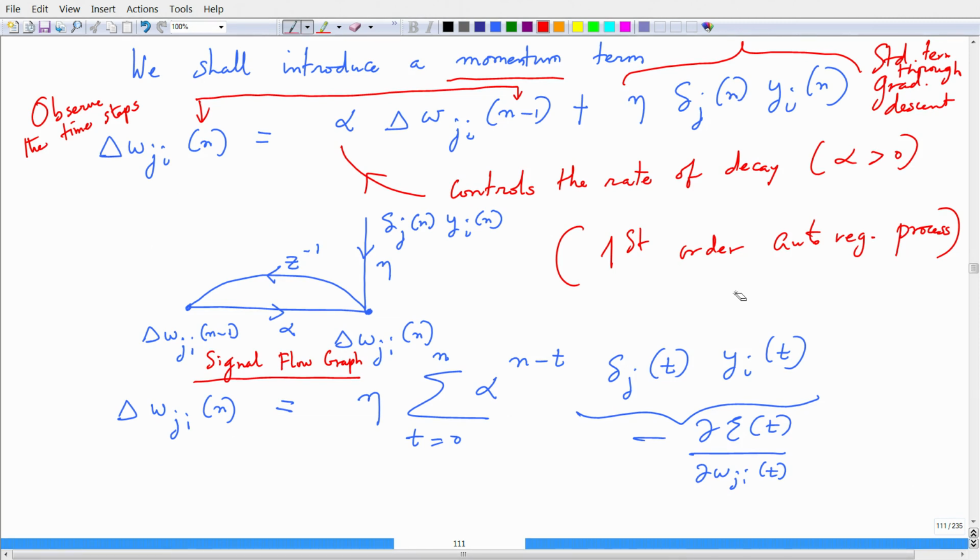Now, you expand this out, which is straightforward based on the recursion equation that we have here. So, I will call this, use a different color here.